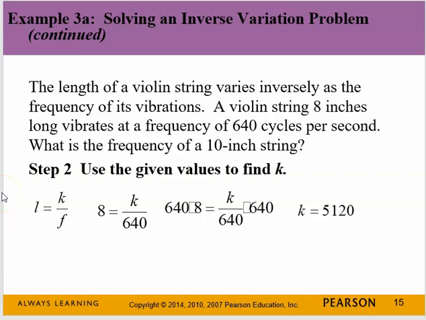So our K value then is going to be 5,120. So we're now going to write the formula for inverse variation. L equals 5120 divided by X.